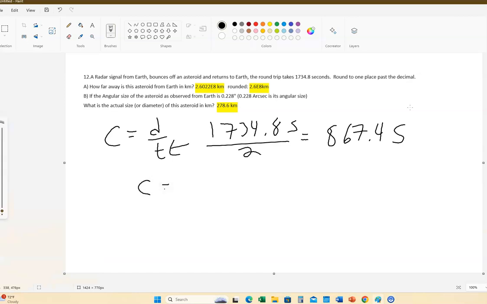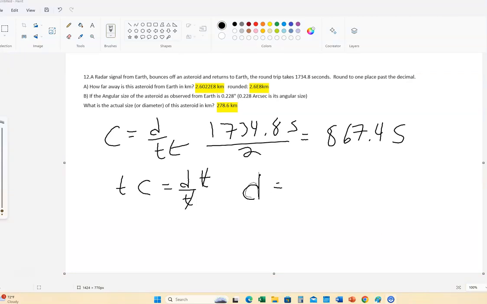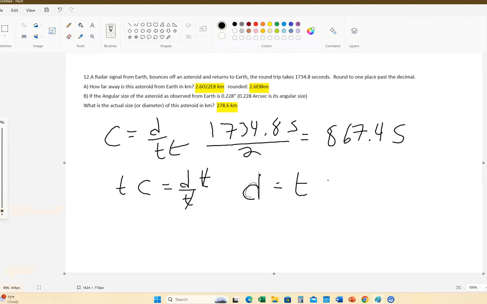So c is equal to d over t. Remember, we know c, that's the speed of light. That's always the same number. And we now know t. So we're just going to look for d. We have to manipulate this algebraically. It's not very difficult. Just multiply both sides by t. And then the t's cancel on this side. And so d is equal to t times c, right? The time times the speed of light.